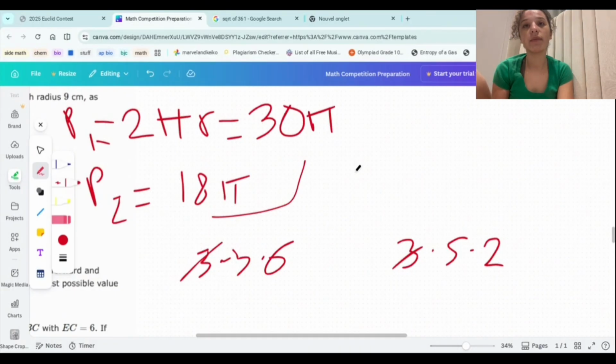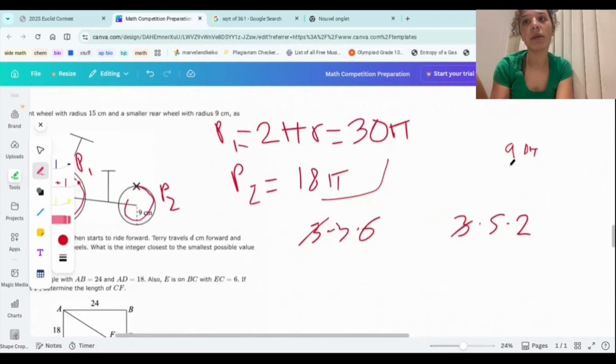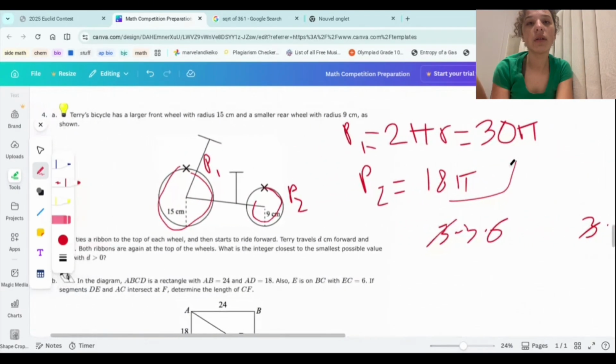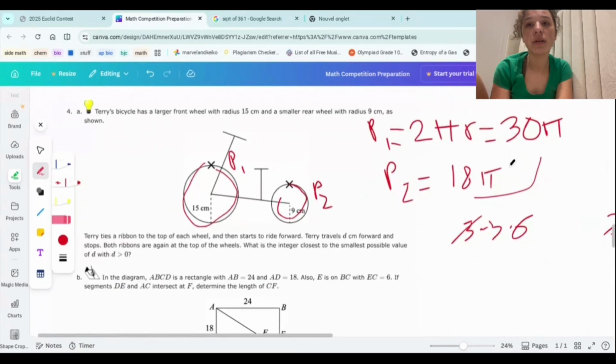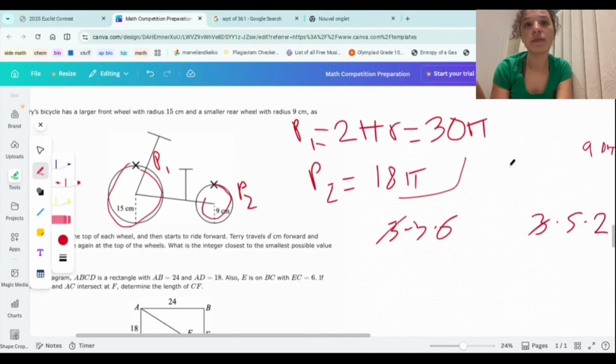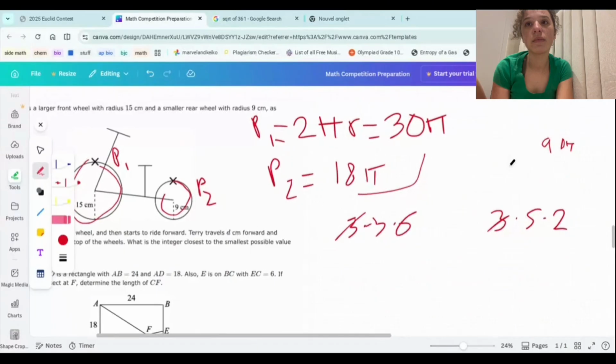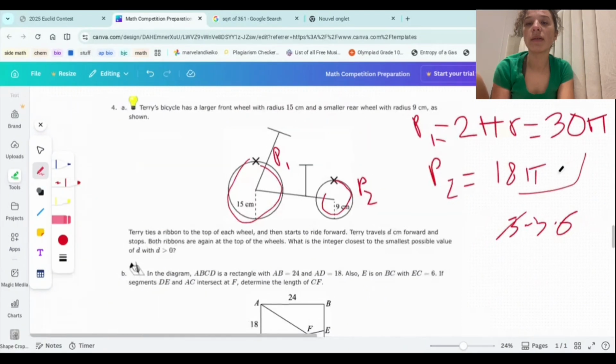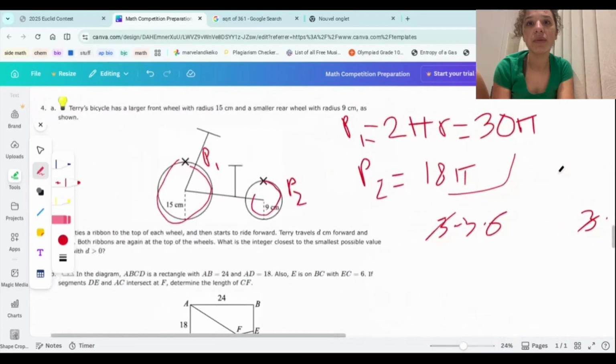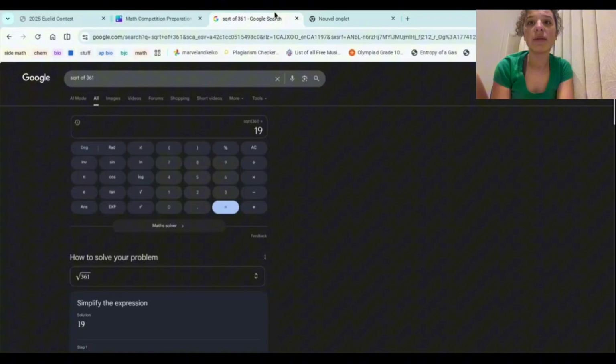I mean, I feel like obviously 90. But if 90 is the common multiple, what are they asking for? Terry travels d centimeters forward and stops. I'm not sure if I understand. I mean, okay. I'm going to go out and say 90 pi. But what is the integer closest? Okay, integer. But that's not small at all, so it's a bit worrying. But whatever.